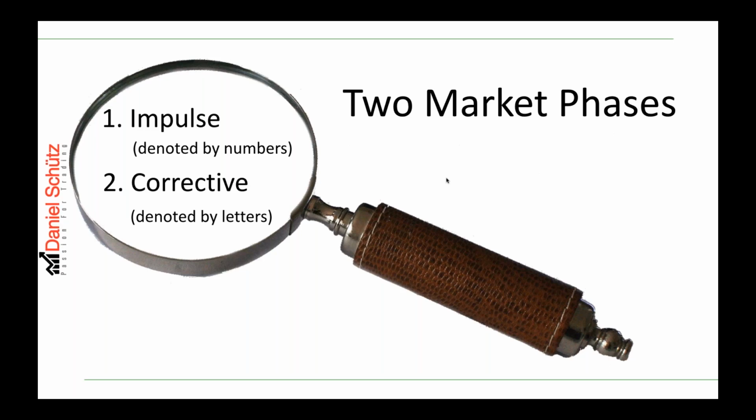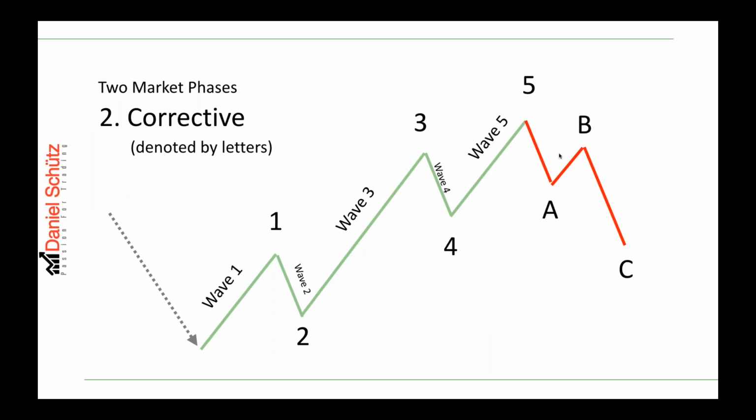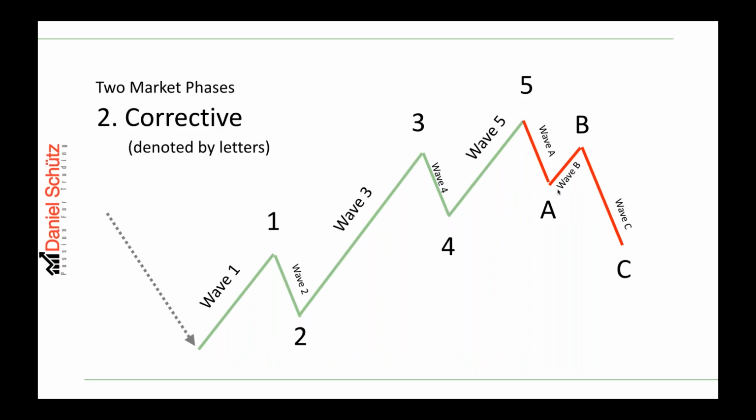And the second phase we have, I already told you, it's the corrective. And in Elliott Wave, we denote the impulse wave by numbers, and the corrective waves by letters. And this looks like that. We have the corrective on the red, that's a corrective wave. And that's A, B, C. So we have here the wave A, the wave B, and the wave C.